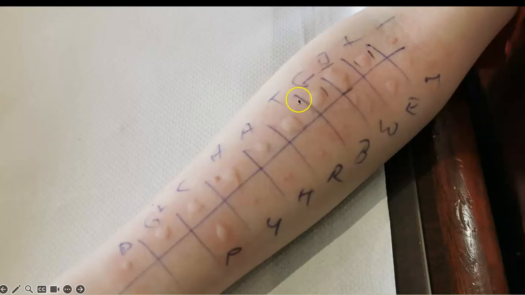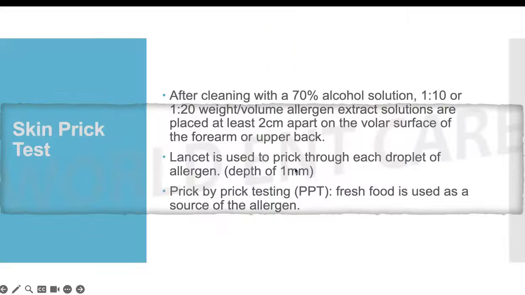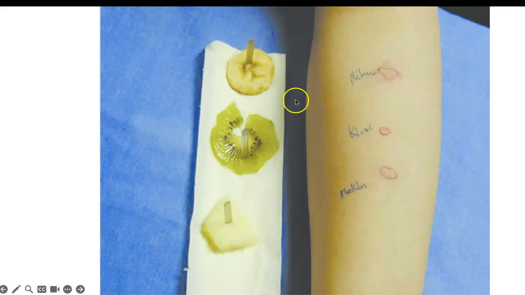This is the different test. This is the skin prick test, okay. So the gap should be at least 2 centimeters so that you can see the response properly, okay. So a separate commercially available test device, that is a lancet, is used to prick through each droplet of allergen, okay, and the depth should be around 1 mm for each prick. Now there is something called the prick by prick test. Okay, this is a skin prick test when a fresh fruit is used as a source of allergen. This is prick by prick testing. Why is it done?